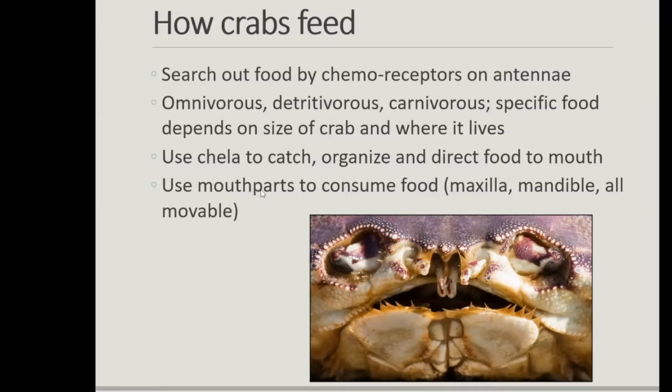All the crabs use their chela to catch, organize or situate their food, and then direct their food into their mouth. And then they use their mouth parts to actually consume the food. So the maxilla are the structures on the top of the mouth, then the mandibles. The two mandibles on this one are pretty large, and they're able to move all of these. And you can see the mouth there. So this is like out of a horror movie, but that's just a close-up of a stone crab.